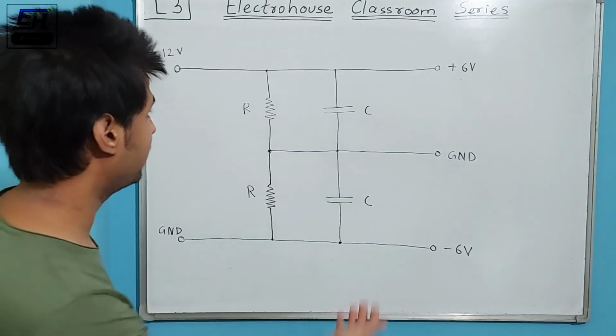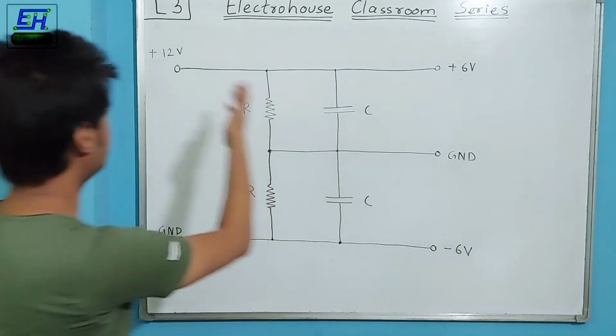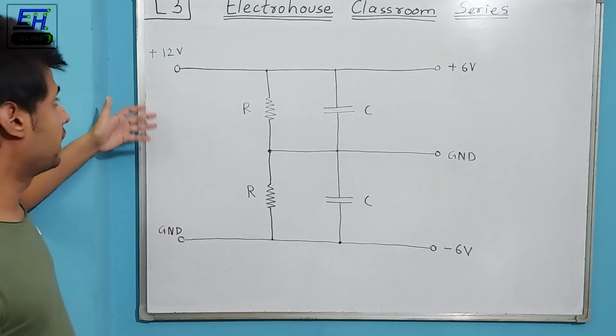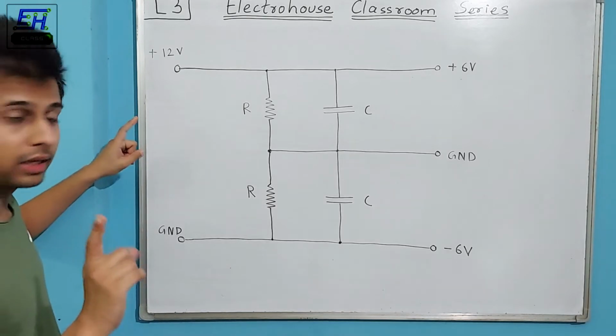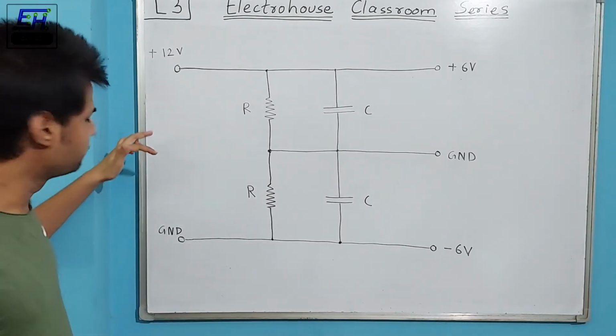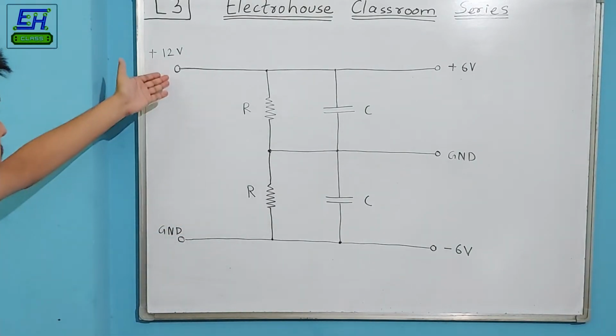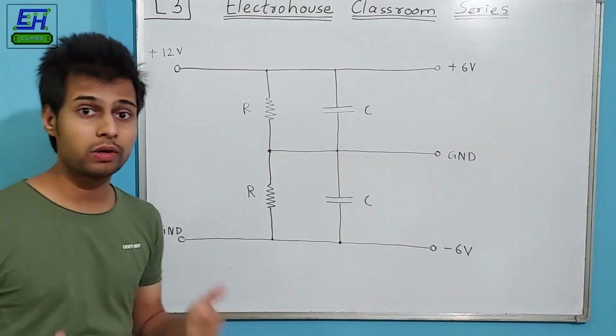Okay, so here is a practical way of getting a dual power supply from a single power supply. Like it can be anything. Here it is 12 volts. If this is a single power supply, then remember that it will just have two terminals, normally, one of which is the reference or the ground terminal, and the other one is the power terminal, that is plus 12 volts.